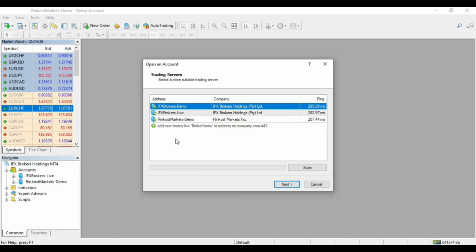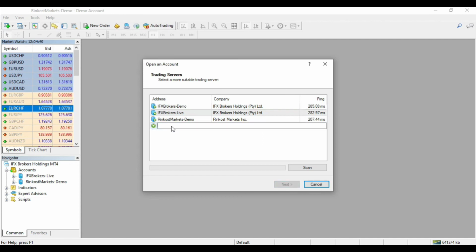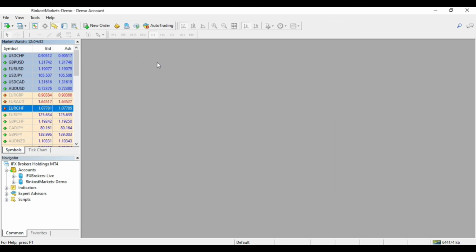Now if you use a different brokerage, you can simply click here at add new broker, and you can search for your specific brokerage name, and you can connect your live account or your demo account to your MetaTrader 4 charting software. Now in this specific lesson, I created a demo account for educational purposes, just to give you guys an indication of how MetaTrader 4 works.